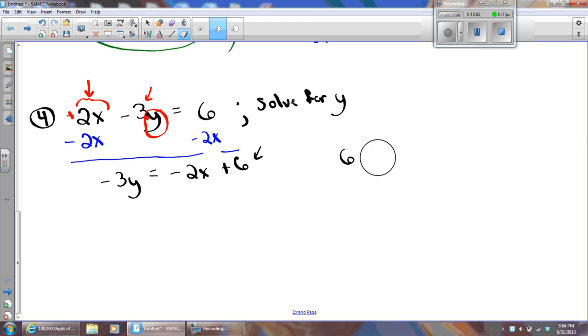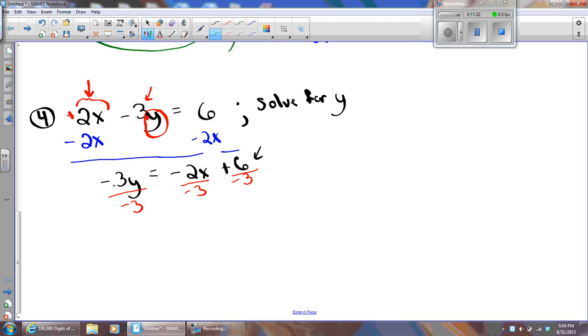Okay, I'm not going to go into the mistake right now. I'm just going to suggest to write the x term first. You will not lose points if you don't write the x term first, but I'm telling you it'll be easier later. Okay, y is still not alone. I have a negative 3 attached to it by multiplication, so I'll divide by negative 3. And you have to be careful here. Make sure you divide both terms by negative 3.